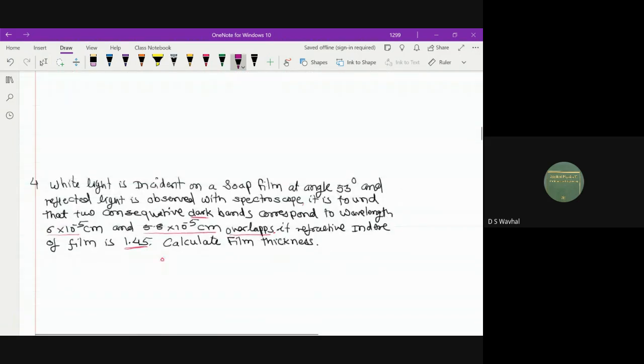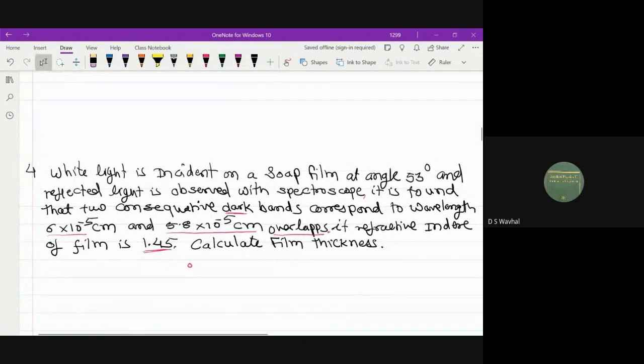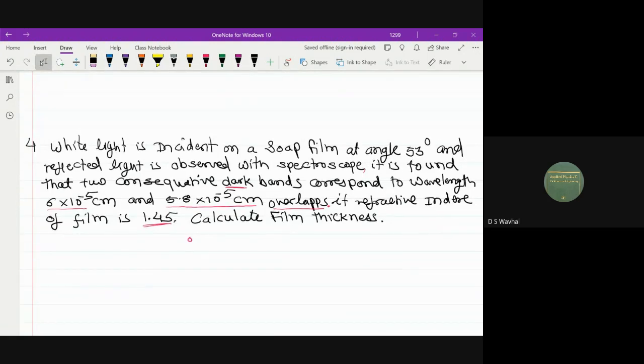Okay, then let's go to another sum. It's written over here. Same problem is there on the soap film only. That is a parallel thin film. Let's see what is given. White light is incident on a soap film at an angle 53 degree, and reflected light is observed with the spectrometer. So again, there is an interference in the reflected light. The angle of incidence is given.